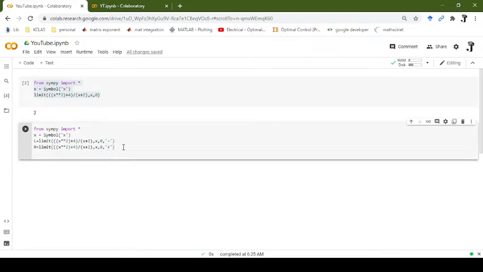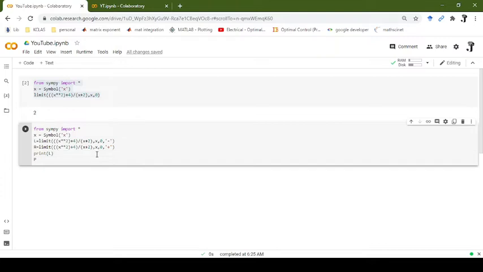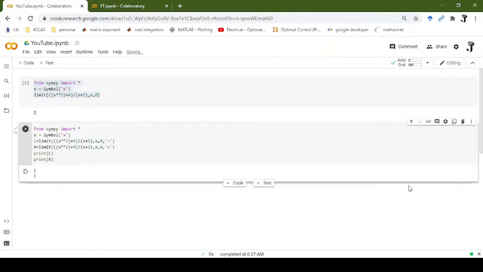I just want to find this R and L, so print L, enter, print R. So I am running this code. So we found that the left hand limit and right hand limit both are the same, that is 2. So the limit value is 2.